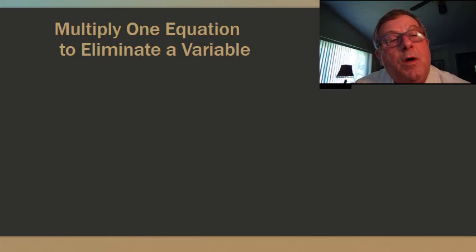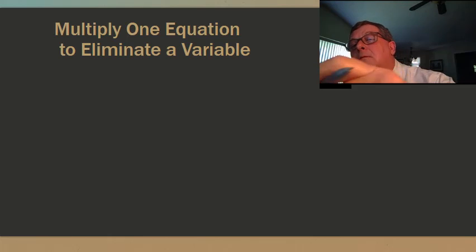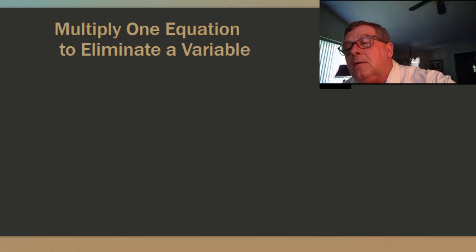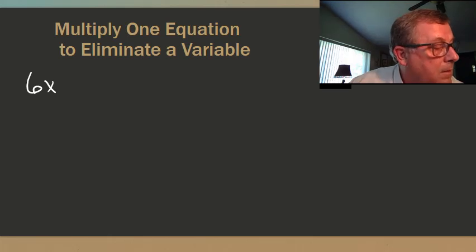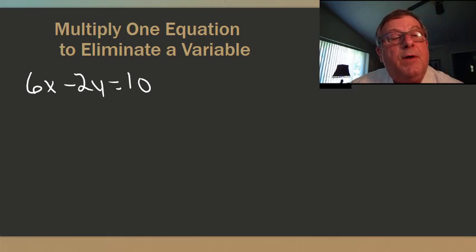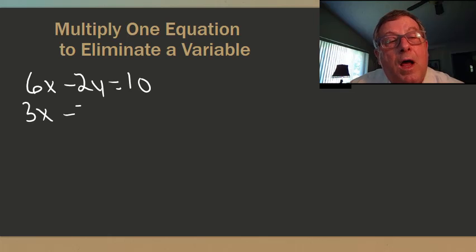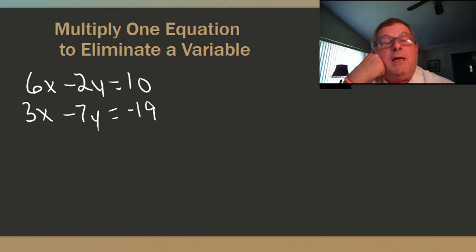So let's say we got two equations here. We got 6x minus 2y equals 10. That's one of our equations. And we have a second equation, which is 3x minus 7y equals negative 19. Now, I want to be eliminating one of the variables.